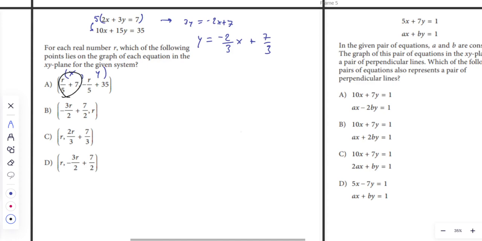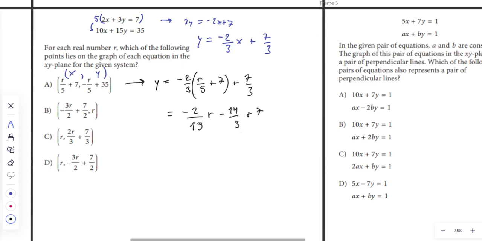For example, this x coordinate I can plug into this equation and see if I get this y coordinate out. So y equals negative 2 thirds times r over 5 plus 7 thirds. That's the same thing as negative 2 over 15 r minus 14 thirds plus 7 thirds. Well, right away I see that that isn't really going to match the slope that we see here in the y coordinate. So I'm going to cross this one out for that reason. We can move on to the next one and try that one.